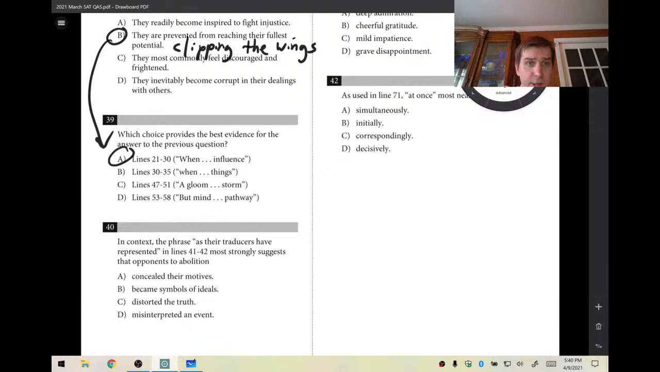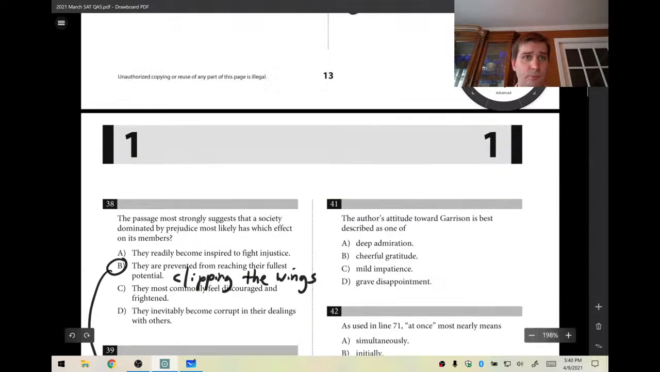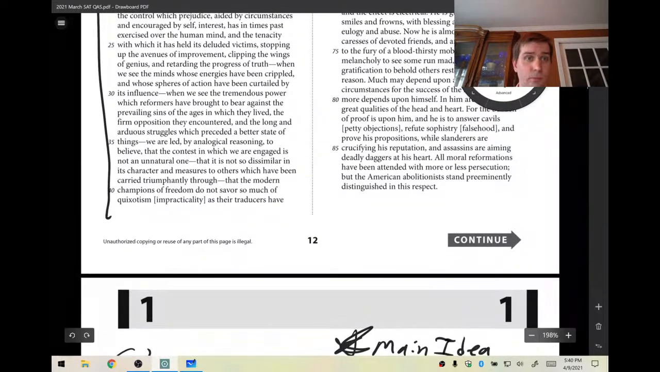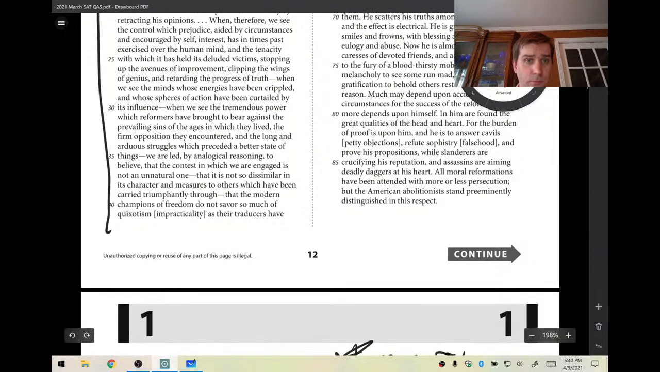In context, the phrase, as their traducers have represented in lines 41 to 42, most strongly suggests that opponents to abolition what? I'm going to read these lines. All right. That the modern champions of freedom do not savor so much of quixotism. So they call that impracticality. That's what the College Board says. You can tell this wasn't in the original text. This is their definition. But I would disagree with that definition.